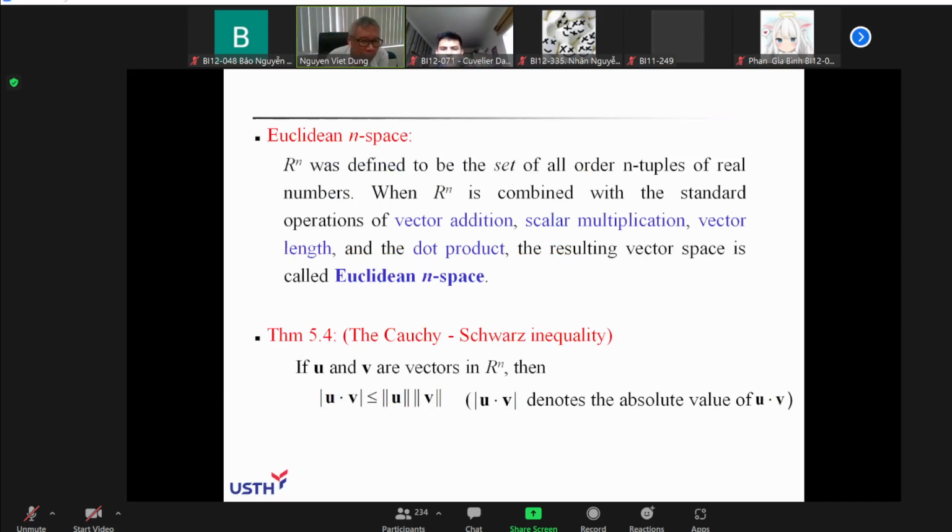Now, that is the notion of Euclidean n space. The vector space Rn together with the vector length and the dot product will be called Euclidean n space. Không gian Euclid n chiều. Now for that Euclidean n space, we have the Cauchy-Schwarz inequality, saying that the absolute value of u dot v is less than or equal to the product of the length of u and the length of v.